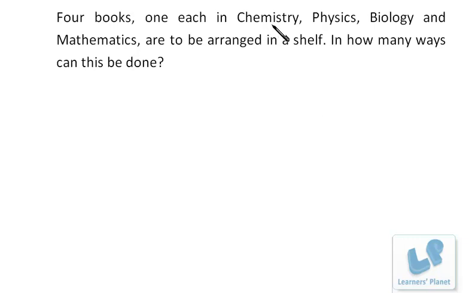See, the chemistry, physics, biology and mathematics, 4 books are there. You have 4 places, right? So for the first you have 4 choices, for the second book 3, and then 2, and then 1. So it's 4 into 3 into 2 into 1. So it's 24 ways to do this.